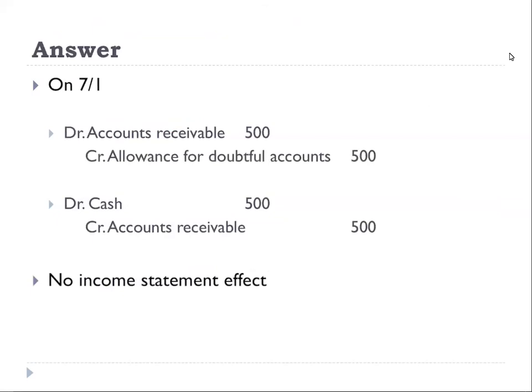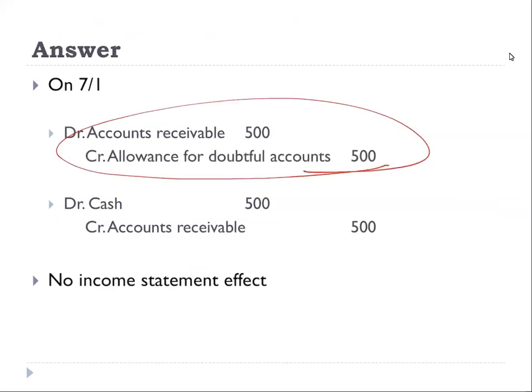Company A's journal entry: they need to first reverse the previous journal entry by debit account receivable, credit allowance for doubtful account, and then to record the collection of this account receivable, debit cash, credit account receivable for $500. And this journal entry has no income statement effect.